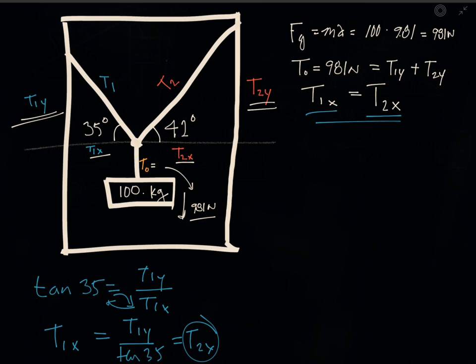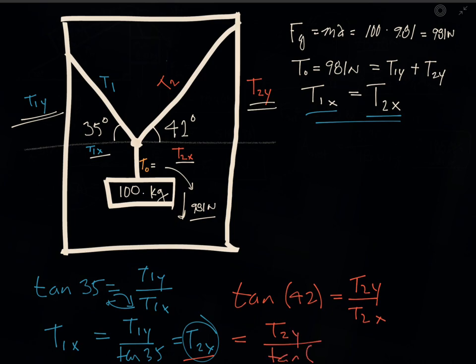Okay, we can do the exact same thing. I'll do it in red for the y component. So the tangent of 42 is equal to T2y, which is the opposite side, over T2x, which is the horizontal component. Then we can rearrange those to say that T2x is equal to T2y over the tangent of 42.